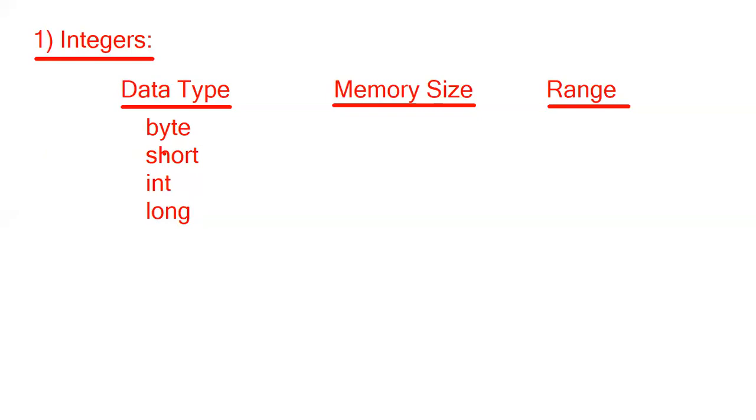Now, as already mentioned, all primitive data types are keywords. That's why they must be in small letters. You studied yesterday, all keywords must be written in lowercase letters only. You studied that point, no? That's why write small letters only.